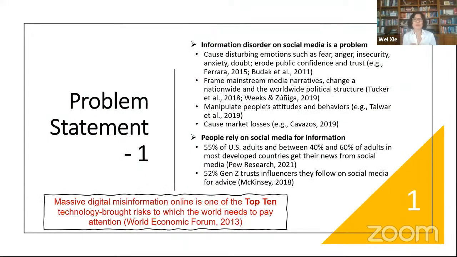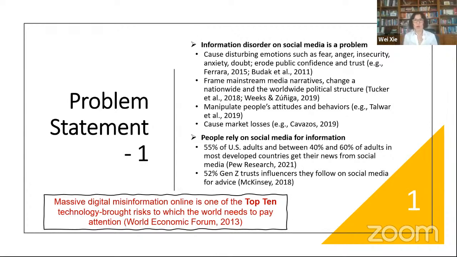Problems. First, like we discussed before, we need to have a problem, right? So the problem, in my discussion, is that information disorder on social media is a problem. Why do we think it's a problem? Because it causes disturbing emotions in us, like fear, anger, doubt, and anxiety. It can erode our confidence in the public and the trust within relationships. And information disorder can frame mainstream media's narratives and actually change nationwide or even worldwide political structures.